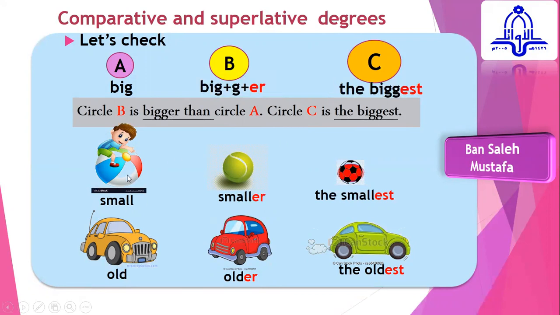Here we have this ball is small. The second one is smaller. And the third one is the smallest الأصغر. Comparative superlative. This car is old. هذه السيارة قديمة. The second one is older. أقدم. This is comparative. And the third one is the oldest. يعني أقدم. The oldest one.